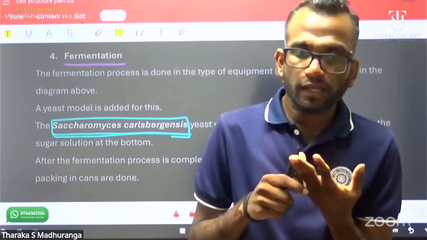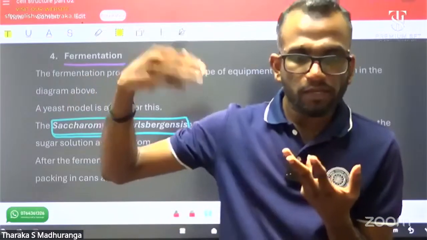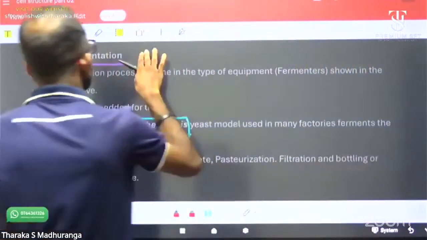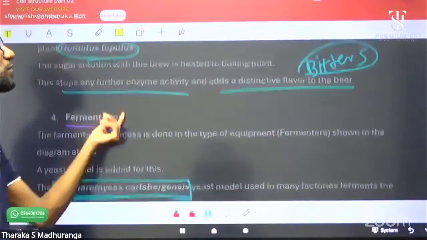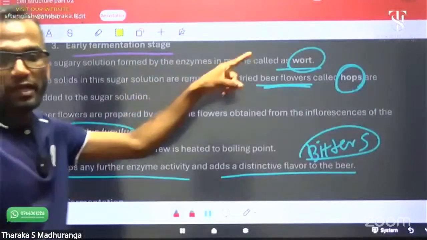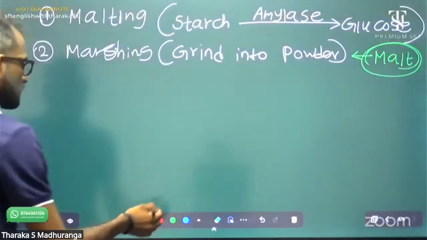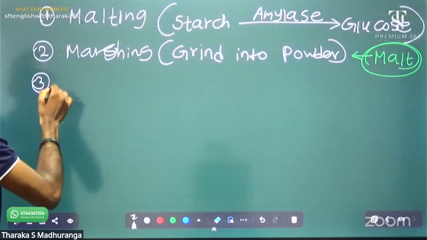And fermentation, and add water and make a solution. Sorry. Early fermentation. Third one, early fermentation.